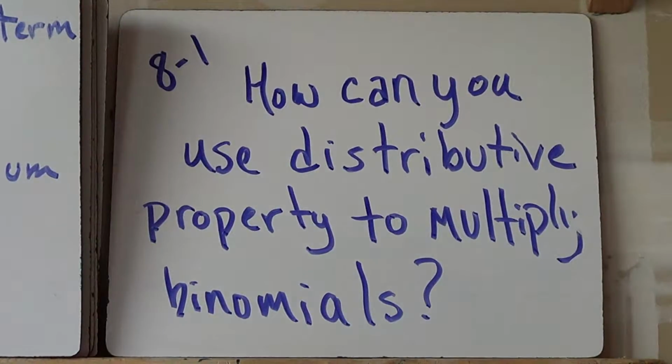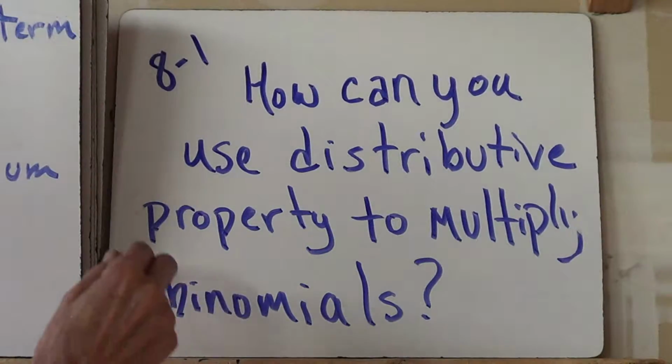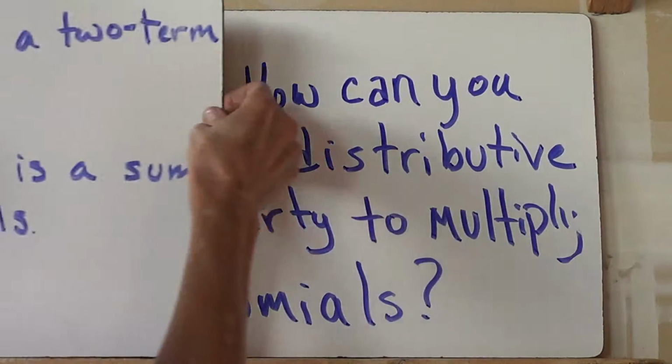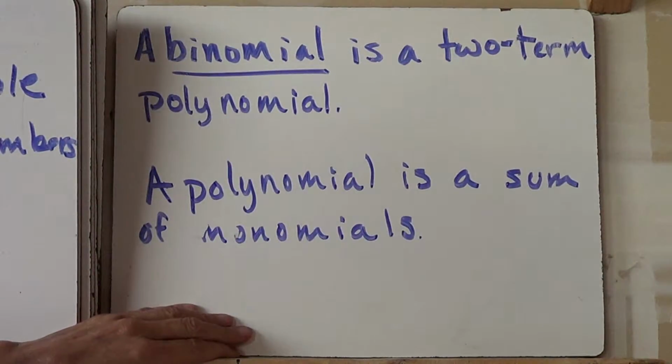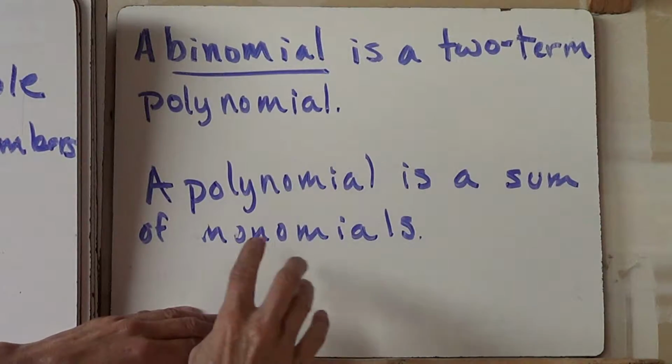Welcome, this is 8.1. How can you use distributive property to multiply binomials? Well, my first question for you would be, what are binomials? So let's take a quick look at these. Binomials are two-term polynomials. A polynomial is a sum of monomials.